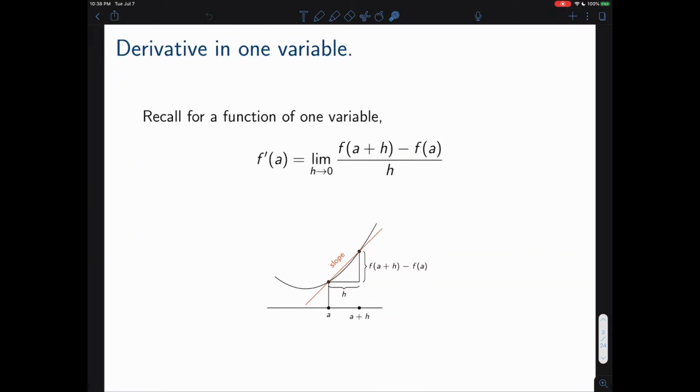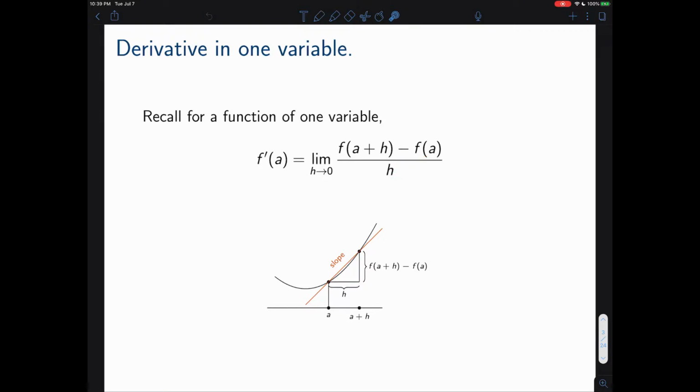So just to take a step back, let me remind you of some things about the derivative in one variable. Remember that if I have a function f of x, then the derivative f prime at a point a is given by this limit as h goes to 0 of this fraction, which is called a difference quotient. So the difference f of a plus h minus f of a, divided by h.